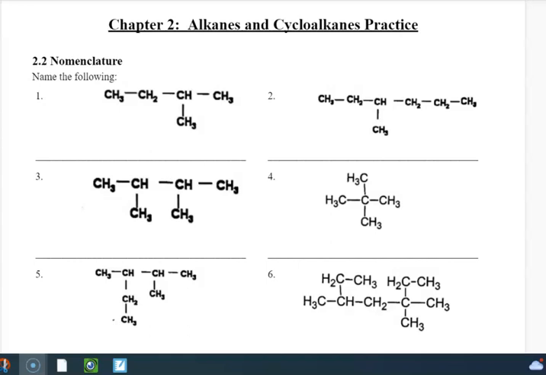So you end up with 2 branches. They both have methyls. So it looks like it's 2,2-dimethylpropane.